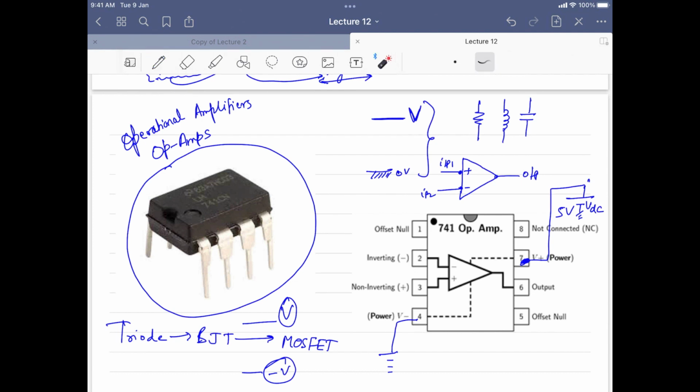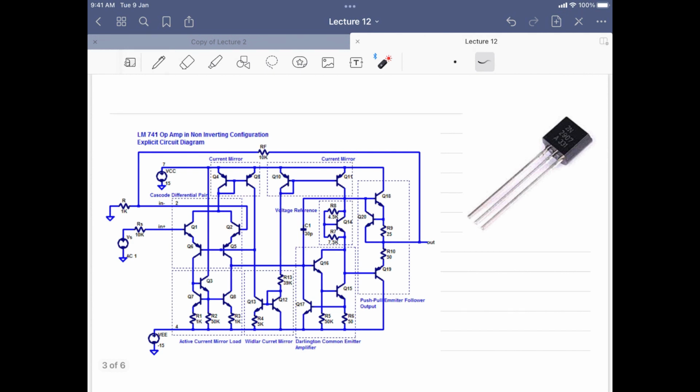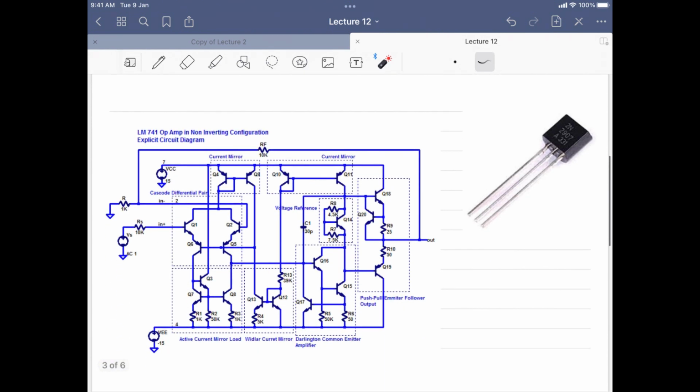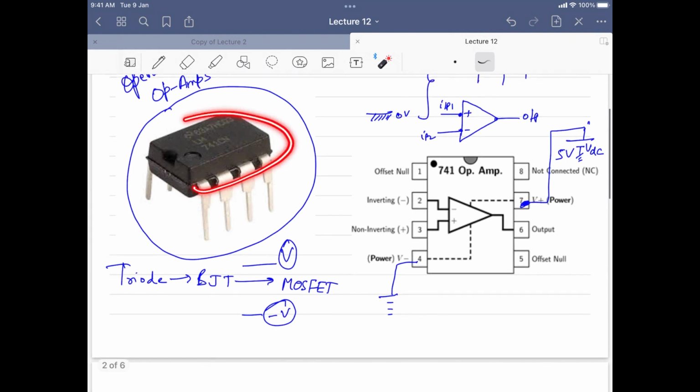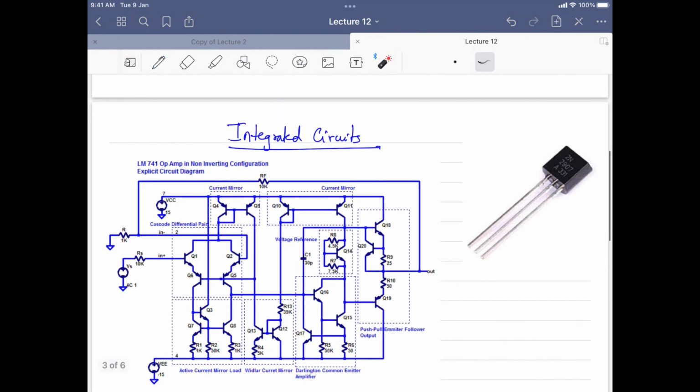Actually, if you want to go into the internals of this device, it will look like this. If you see here, inside this black box there are tons of these transistors. If you count, there will be, I think, 15, 16 transistors within this black box. So you can see the idea of integrated circuits, which is how you are actually integrating these transistors.